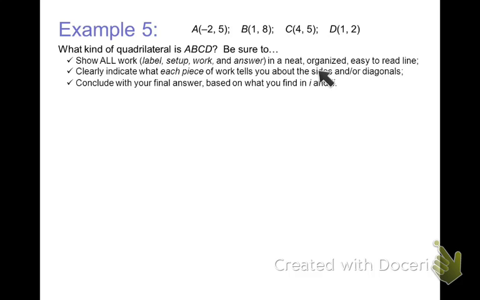Once you've told me what it means about those diagonals or the sides, then you can conclude what you know about that thing. Like what kind of a figure could it possibly be, or if you can eliminate a certain type of figure, what could you eliminate? Okay? So you'll see how this is all going to go.